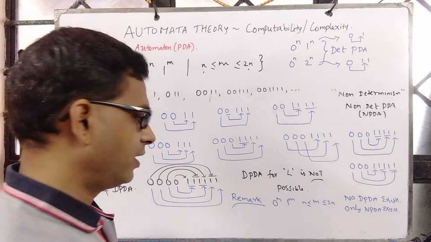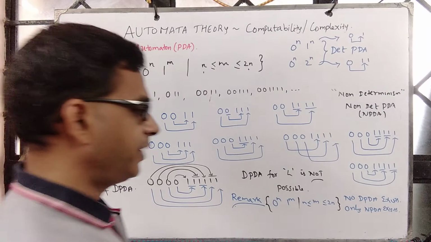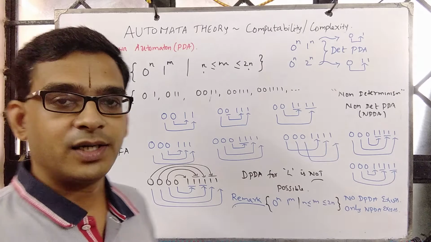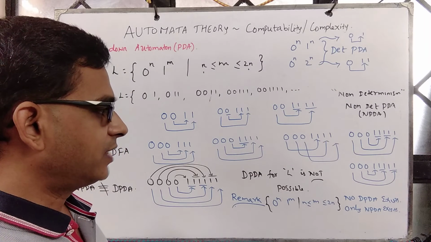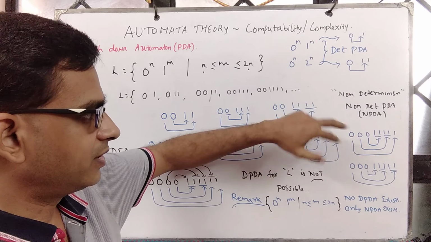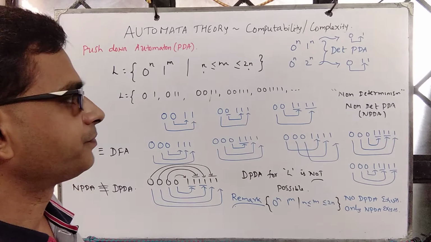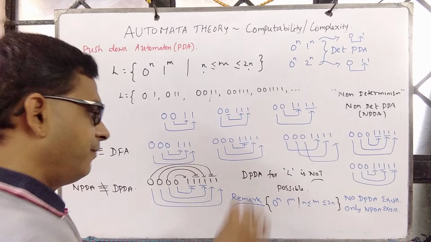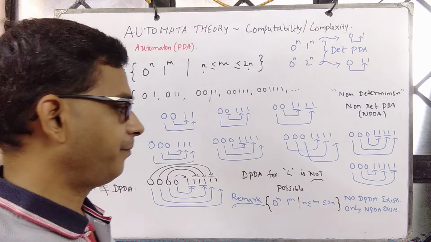Here is an example for which you see that an NPDA exists but no DPDA. So that tells you that this set is a strict superset. There are languages which are here but not here. And every deterministic PDA is also a non-deterministic PDA.